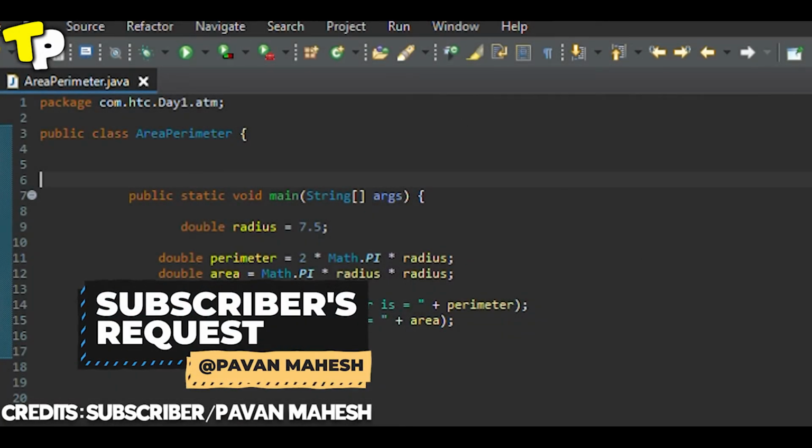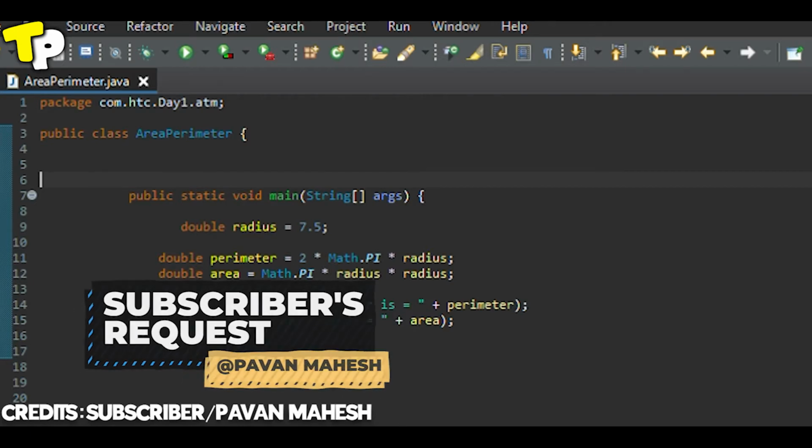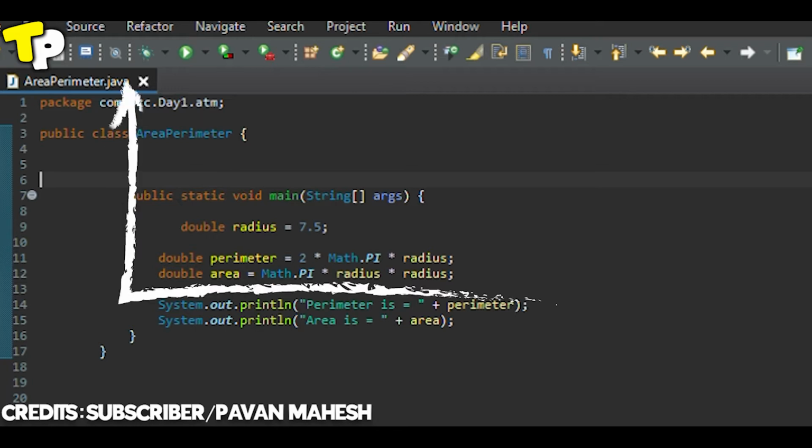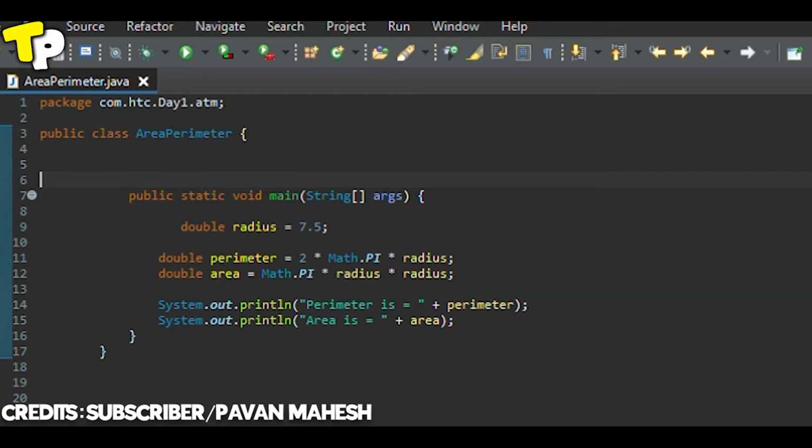In this video, I would like to explain the basic program called area and perimeter of a circle. Here, one thing to remember is that we actually know the perimeter and area formulas of a circle. What are they? The perimeter equals 2 pi r and the area equals pi r square. Here, pi equals 3.14 in mathematics.